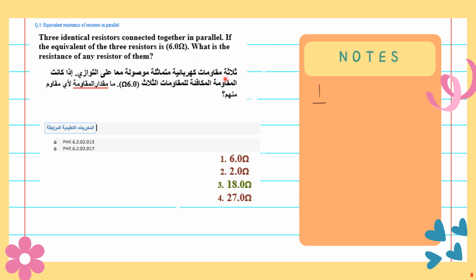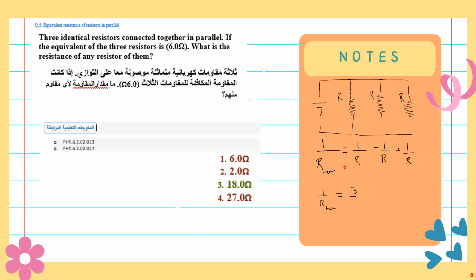So let's apply the circuit. That's the circuit, 3 identical resistors in parallel. Let's apply the inverse relationship where 1 over R total is equal to 1 over R plus 1 over R plus 1 over R, because they are similar to each other. So you use the same denominator and get this equation: 1 over R total is equal to 3 over R.